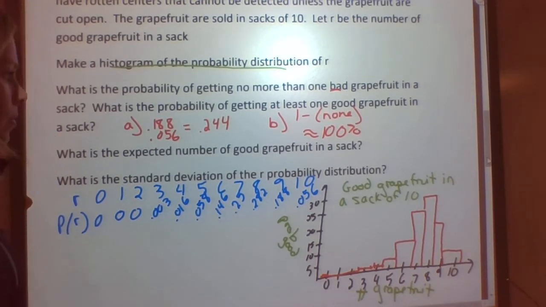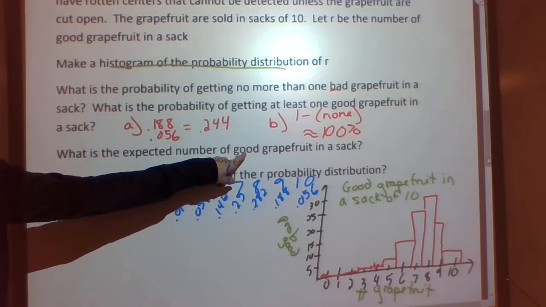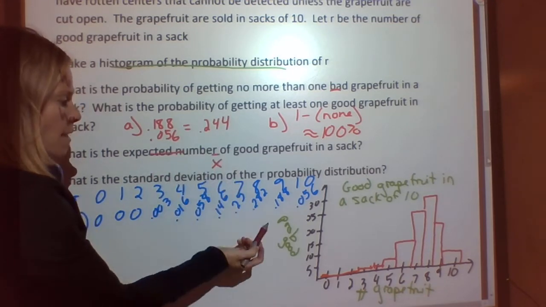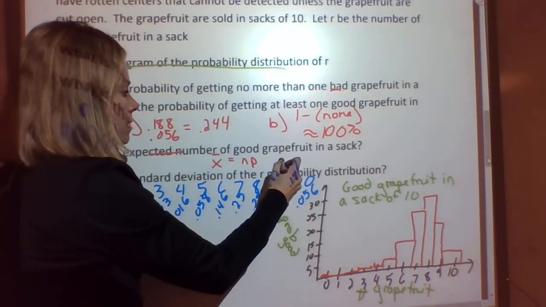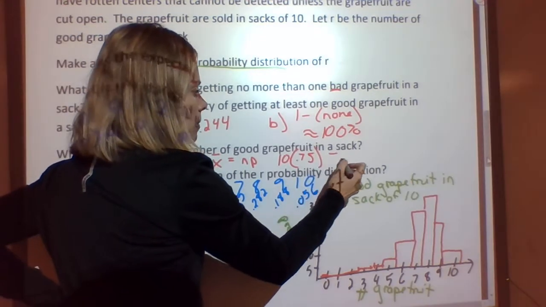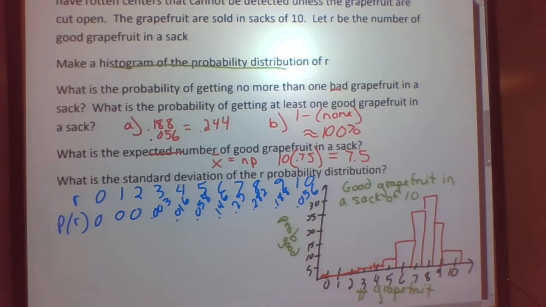Okay, so now the new part that we kind of talked about, what is the expected number of good grapefruit? That's an average. Expected number is the same thing as an average, and that's n times p. N in this case is 10, p is 0.75, so we can expect 7.5 good grapefruit.